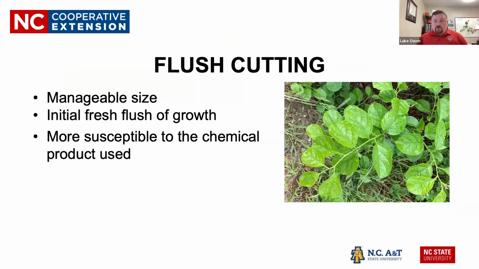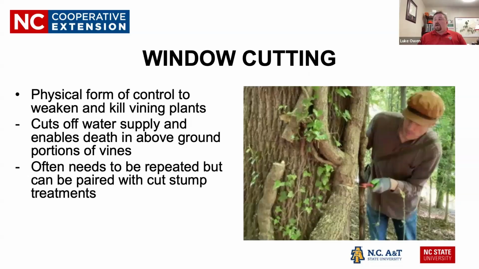Flush cutting is a tool to manage the size of invasive plants, but then also to make them more susceptible to herbicide treatment. So we're cutting it off at the ground and then allowing it to flush back. And that can make that plant more susceptible to chemical products, because as invasive plants age, they have a thick, waxy coating on their leaves that can prevent herbicide from being absorbed as readily. So that's why flush cutting can be a strategy.